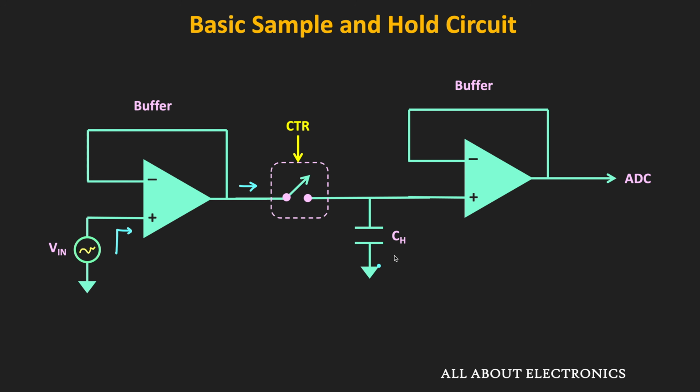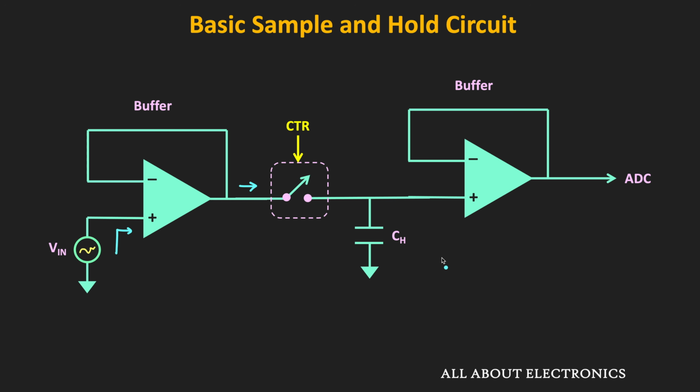So that is the typical circuit of the sample and hold. And this architecture, which is shown over here, is the open loop architecture, because here there is no feedback from the output to the input side. Similarly, some sample and hold circuits also use the closed loop architecture. But in this video, we will not discuss the closed loop architecture.